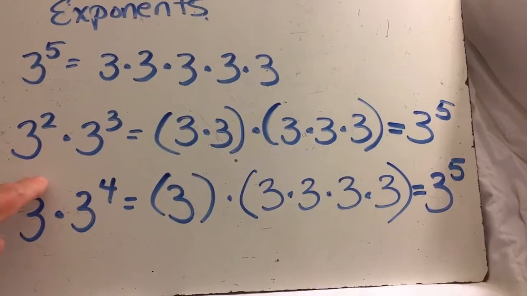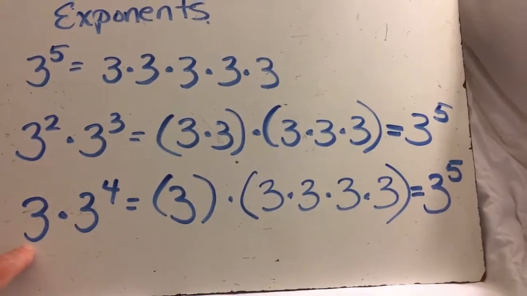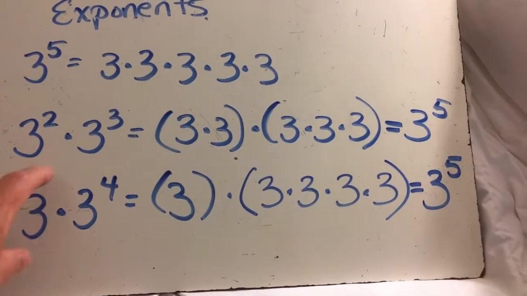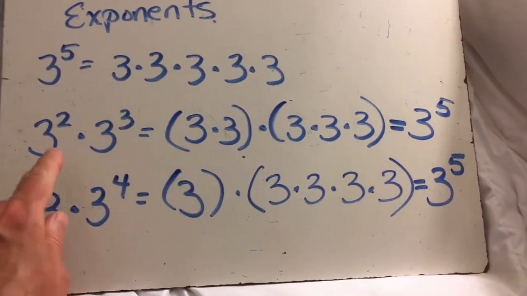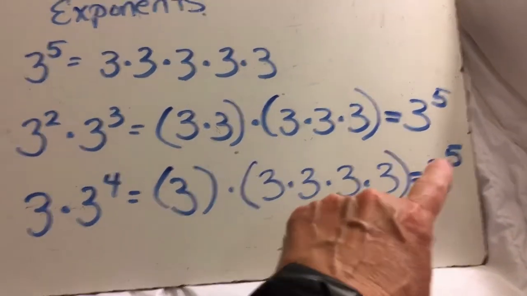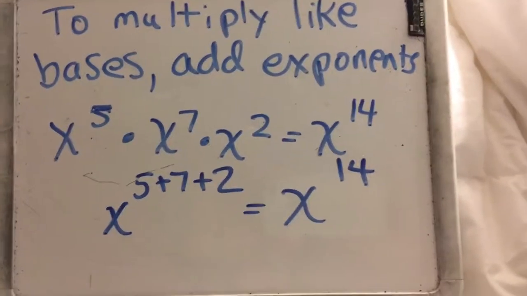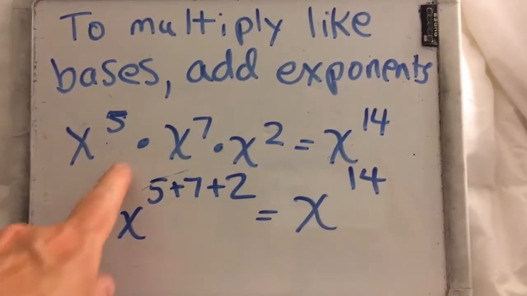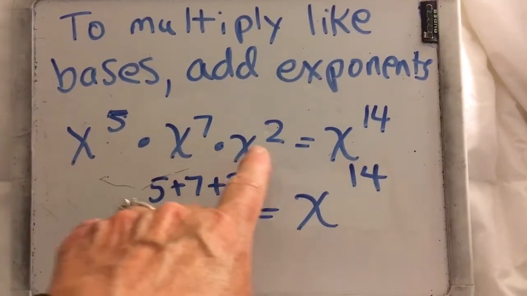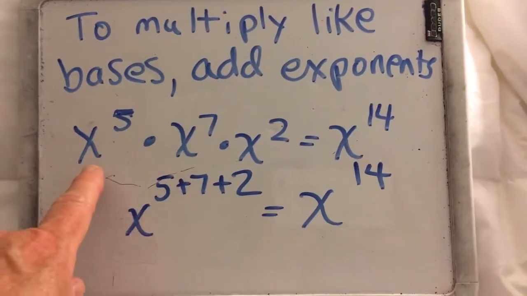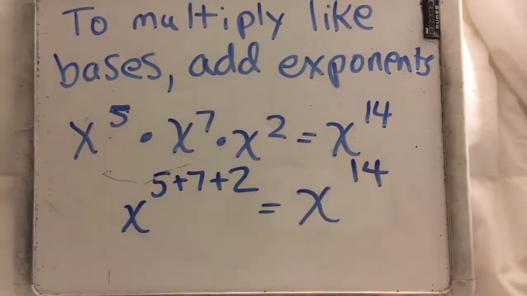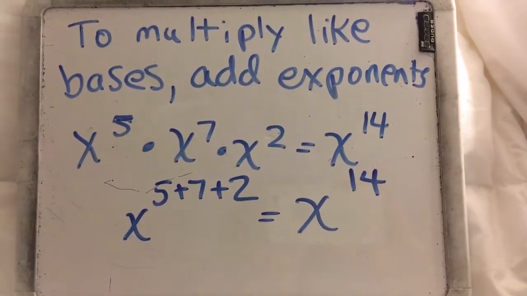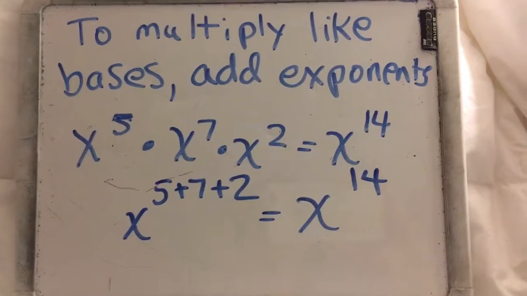Now, anytime we have just a single digit, it is that digit to the 1st power. So that is really a 3 to the 1st power. So 1 plus 4 is 5. So to multiply like bases, we add the exponents. X times X times X, so that's all the same base. So 5 plus 7 plus 2 is 14. And that is the big rule of the day.